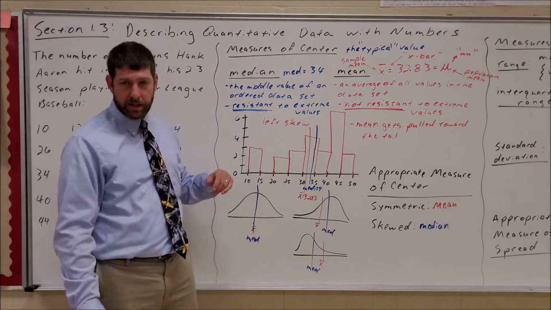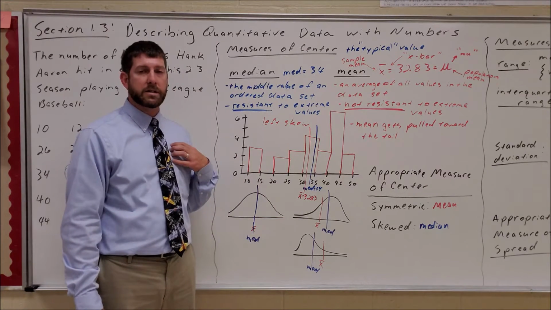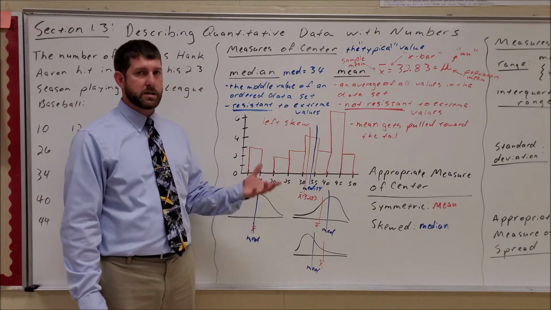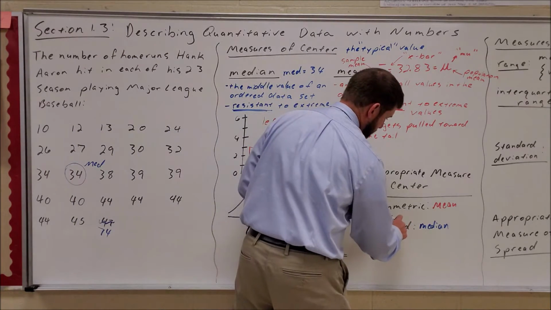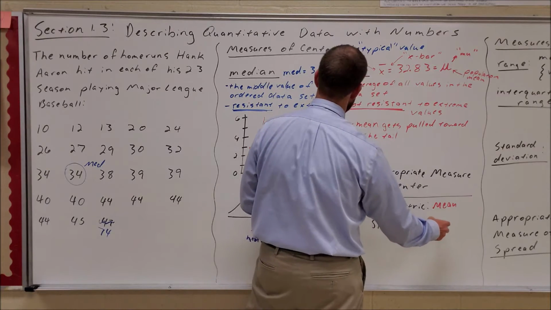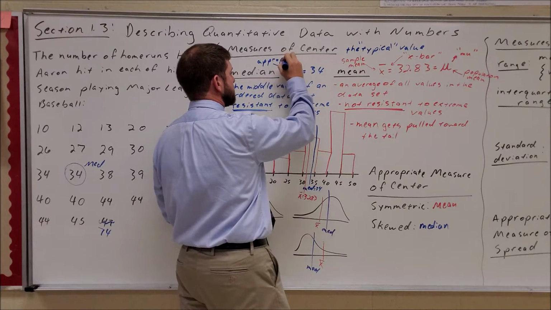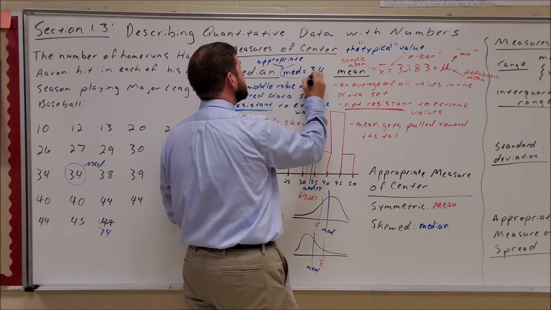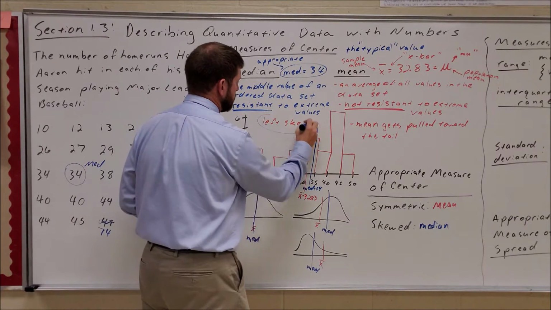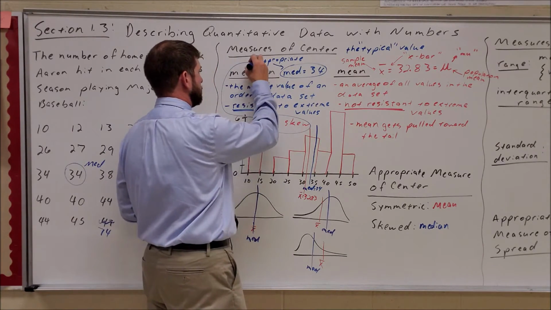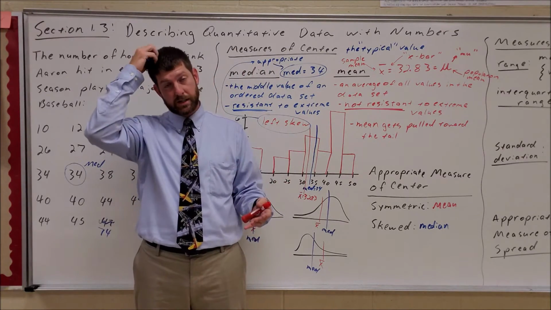So in this case, if we want to say what's the typical number of home runs that he hits in a season, I would say his median number of home runs is 34. That's the way I would answer that question. So in this problem, median was the appropriate center because it's a skewed distribution. Our mean is no longer in the center, our median still is.